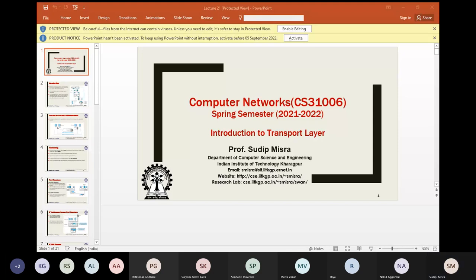Okay. So do you understand so far whatever I said? So we are going to talk about how the communication in the transport layer through the exchange of segments is going to take place. Any questions so far?